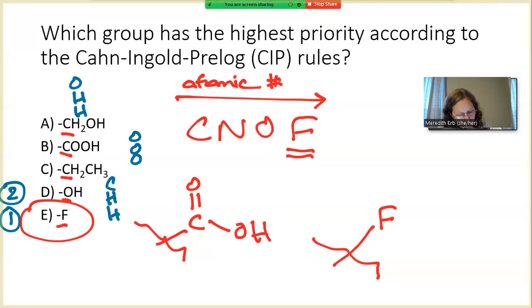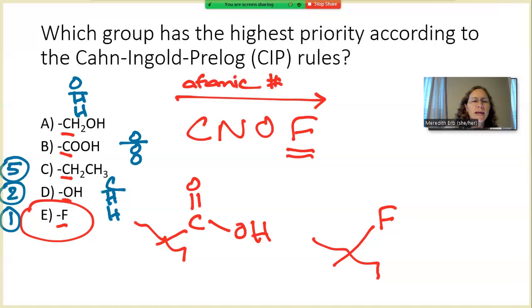So at the first layer, we can distinguish between answer choices B and C. B has an oxygen and C has a carbon. So the one that has the oxygens are going to be higher automatically. So we can also say that A is going to have a higher priority than C. So C is our lowest priority group.